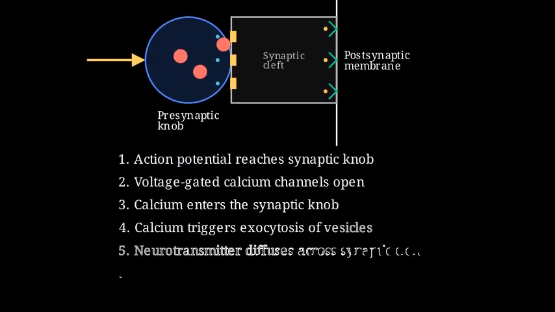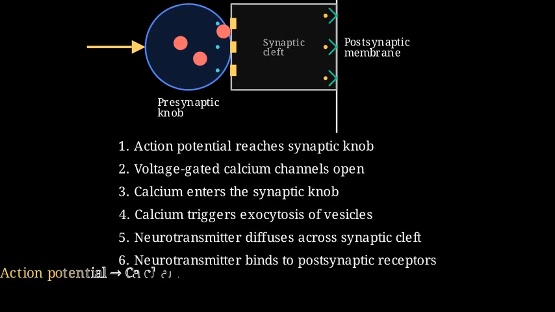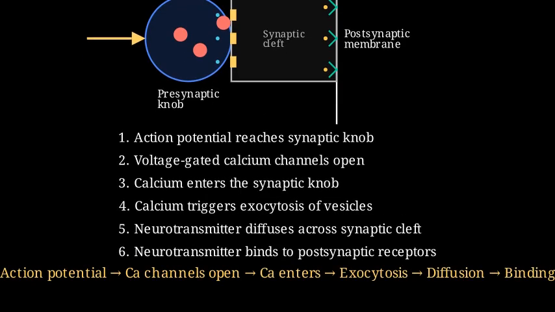Here is the correct order written out. Final recap. Action potential arrives. Calcium channels open. Calcium enters. Vesicles release neurotransmitter. Neurotransmitter diffuses, and then binds to receptors. This flow of events is the core of synaptic transmission. If you can say those steps in order, you understand the process.